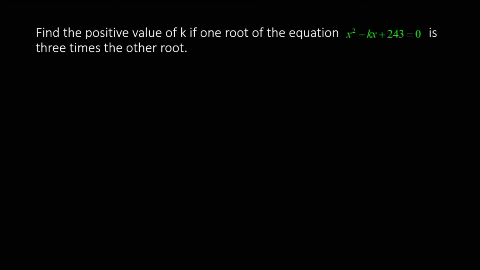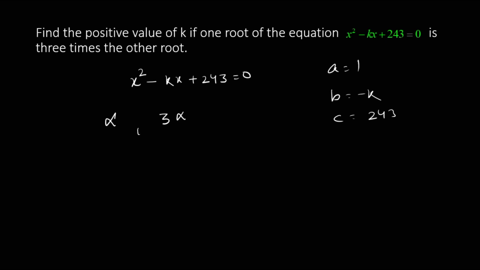Next question: find the positive value of k if one root of the equation is 3 times the other root. We have the quadratic equation x square minus kx plus 243 equals 0. Here a is equal to 1, b is equal to minus k, and c is equal to 243. It is given that one root is alpha, so the other root is 3 times that, so 3 alpha. Now we use the sum of roots and product of roots.